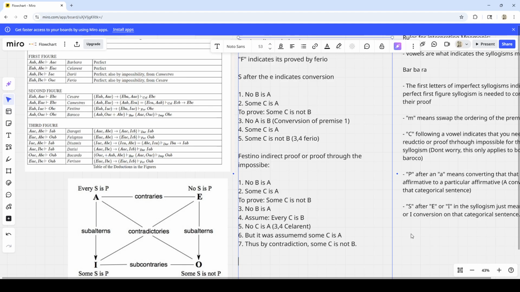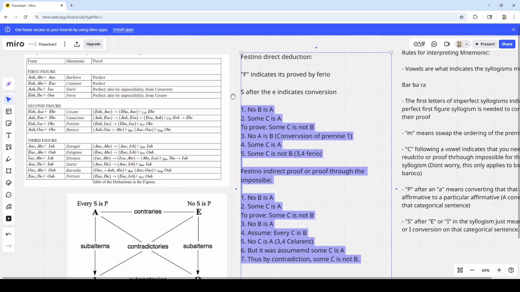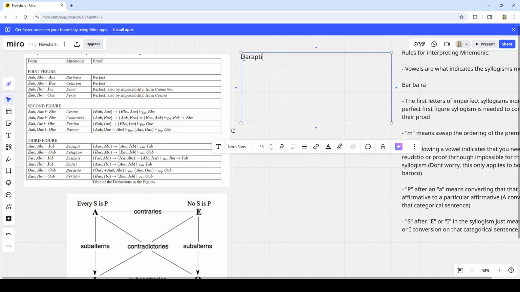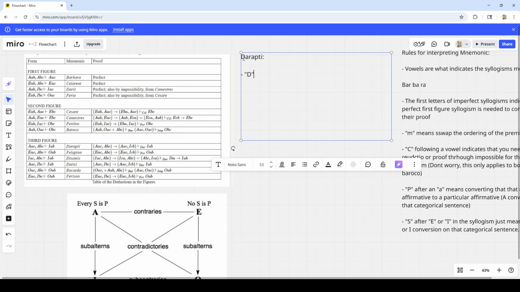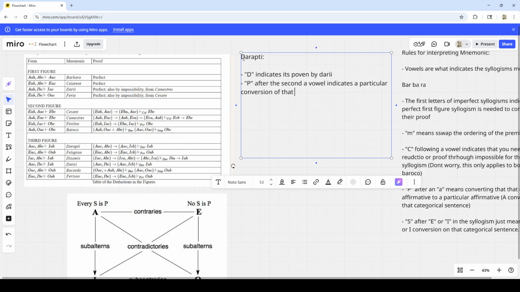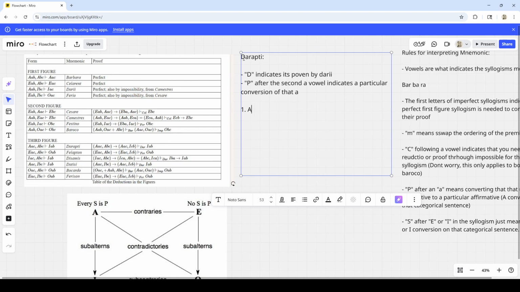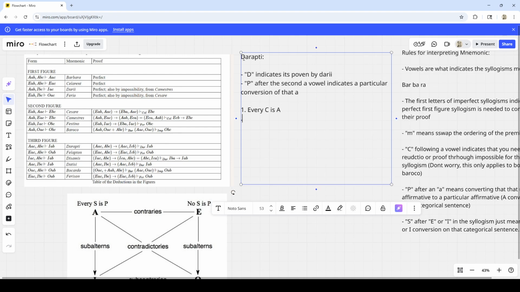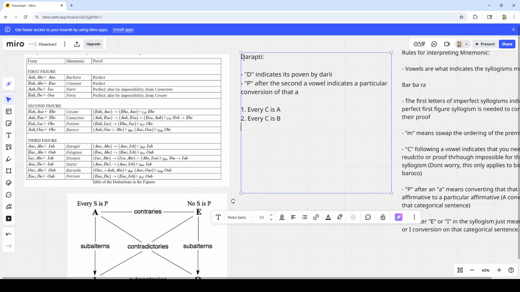Let's do one more example proof for direct deductions. Let's do Darapti. So first we know that the letter D indicates it's proven by Darii. And then the P after the second A vowel indicates a particular conversion of that A. So let's prove it. Darapti is simply every C is A, every C is B, and we want to prove the conclusion that therefore some B is A.